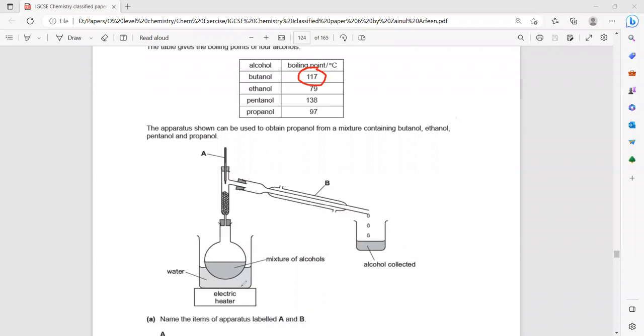Yes. Because what we are doing, we are using an electrical heater, and from the electrical heater, the energy is supplied to the water. So the maximum temperature of the water can be 100, because after 100, this water will start to boil, and it will turn into vapor. So the temperature of the flask cannot exceed 100.